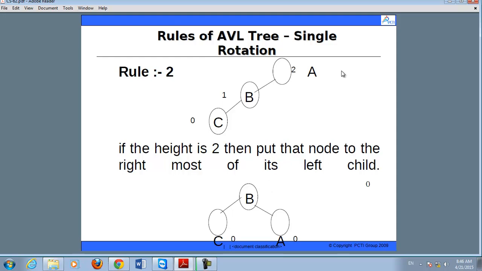Similarly, if we talk about the next tree, A is placed here. Now A, B, C. These are three nodes. C is balanced because the balancing factor of C is 0. B is balanced because the balancing factor of B is 1. But A is not balanced because the balancing factor of A is equal to 2. Now again you have to perform the rotation operations.